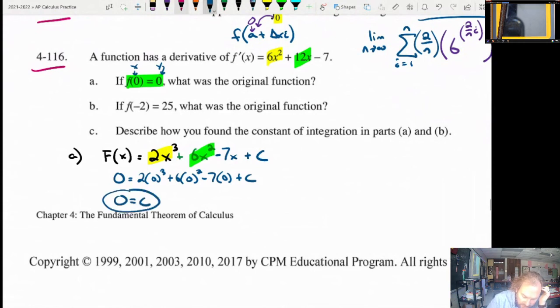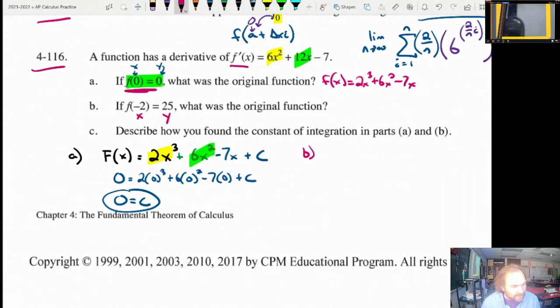This means that the original function, f of x, would have to be 2x to the third plus 6x squared minus 7x plus 0. That's the exact function that has this point and also this derivative. For part B, we're going to do the exact same adventure, only this time, what if x was negative 2 and y was 25? What c would make that happen?